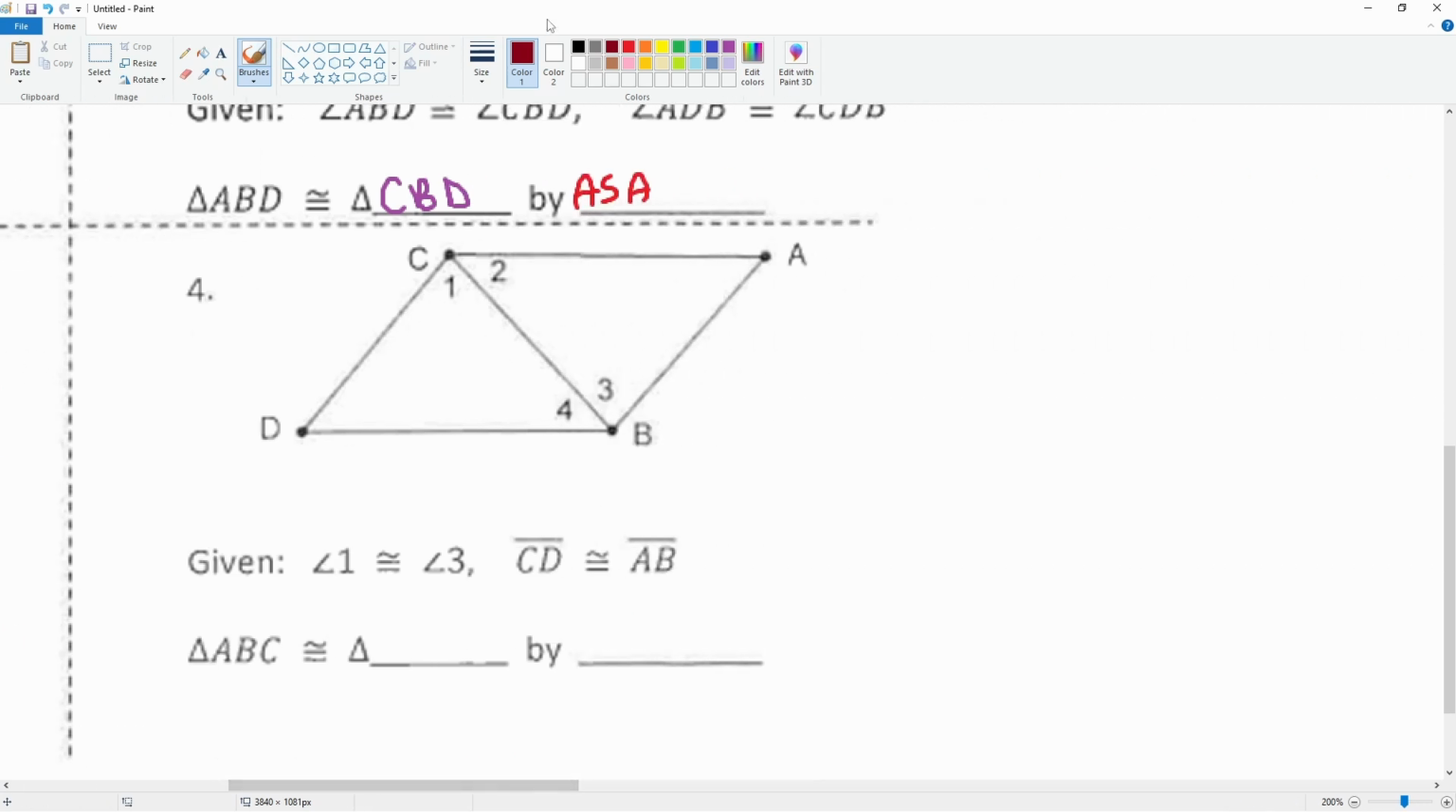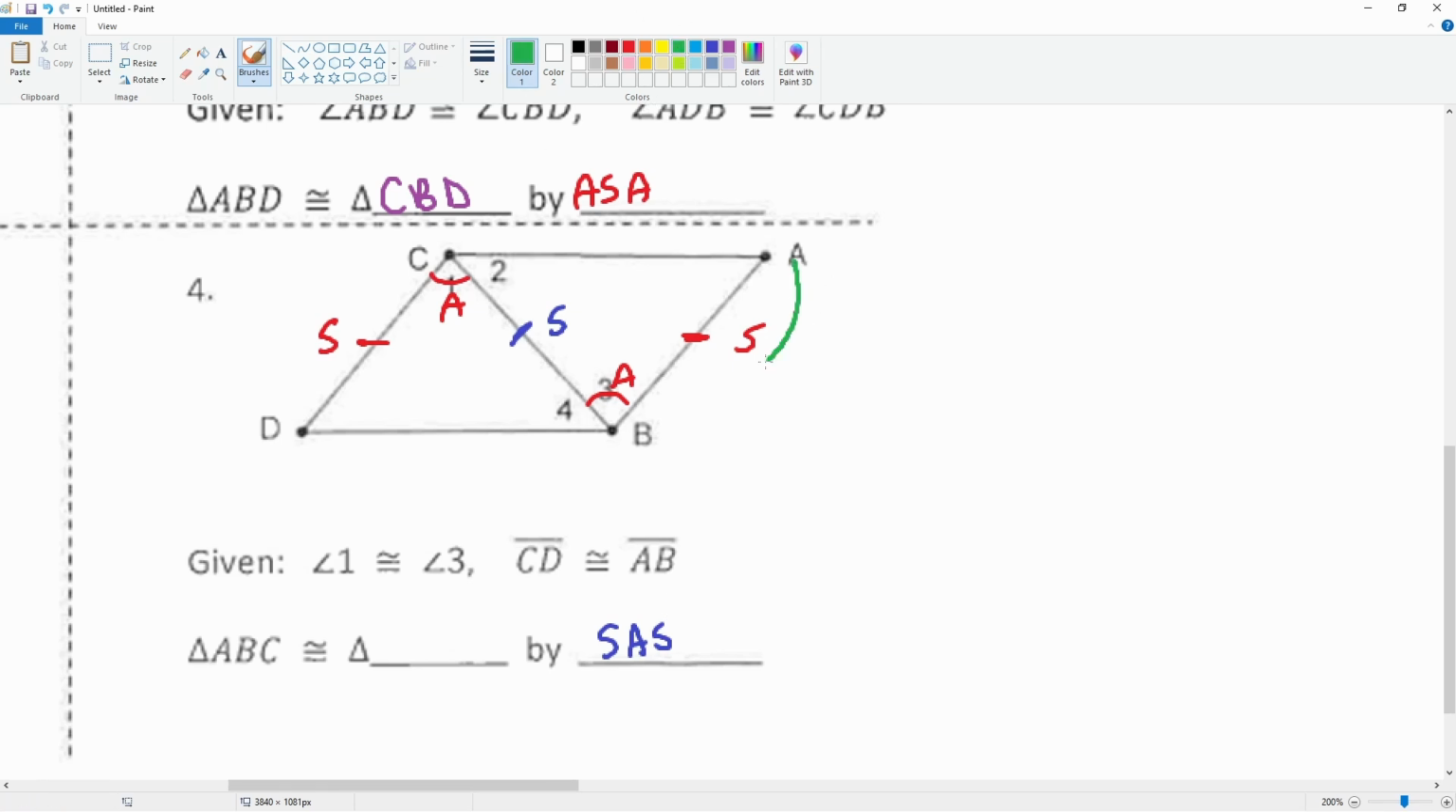Number 4, angle 1 is congruent to angle 3. That's an angle. CD is congruent to AB. This is a side, right? Yep. And this is reflexive, so that's another side. Side angle side, so it is congruent by side angle side.